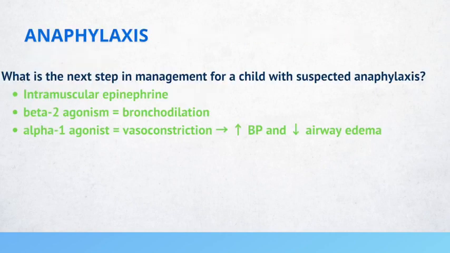What is the next step in management for a child with suspected anaphylaxis? Intramuscular epinephrine. Recall that epinephrine has effects on both the alpha and beta receptors. The beta 2 agonism will cause bronchodilation, while the alpha 1 agonism will cause vasoconstriction, which leads to increased blood pressure and decreased airway edema. This is definitely one way that examiners like to test you on these receptors.